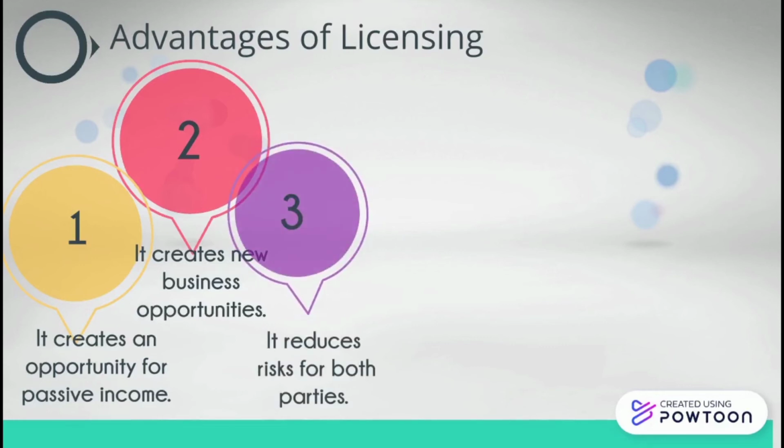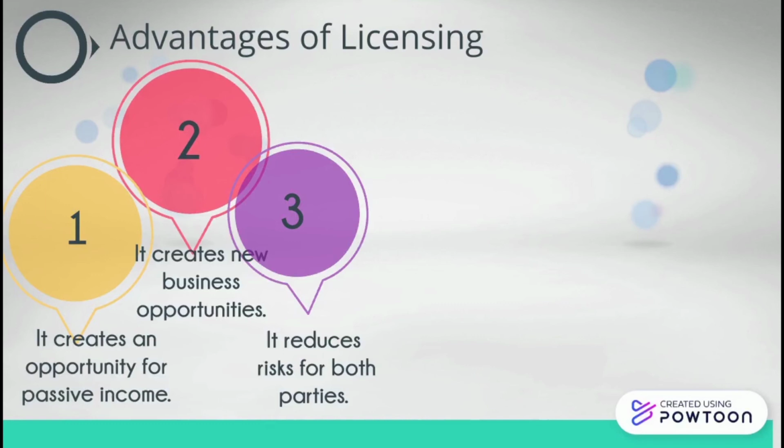Number 3, it reduces risk for both parties. Licensing is designed to reduce the risk involved in doing business for everyone involved. From a licensee standpoint, there are fewer risks in product development, market testing, manufacturing, and distribution. From a licensor standpoint, there are fewer risks in the selling and service of what is being offered. Neither party is required to throw their own money in these areas to earn profits, which creates a win-win situation for everyone involved.